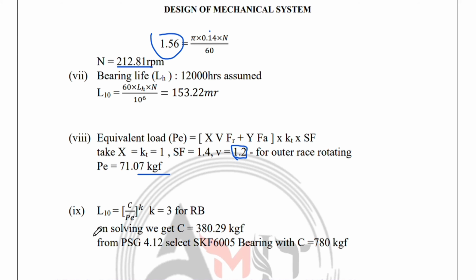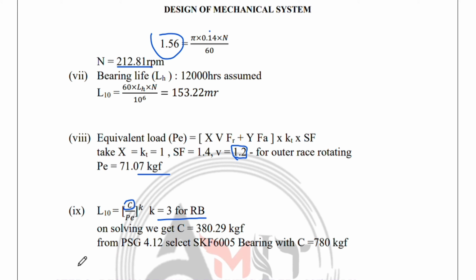Next we will find the dynamic load. L10 is equal to C by P raised to K. K value will be 3, and put the K value and the equivalent load P value 71.07. L10 value you got here is 153.22. Put all the values, substitute, and get the answer, which will be this C value. So the C value you will get is 380.29 kgf.